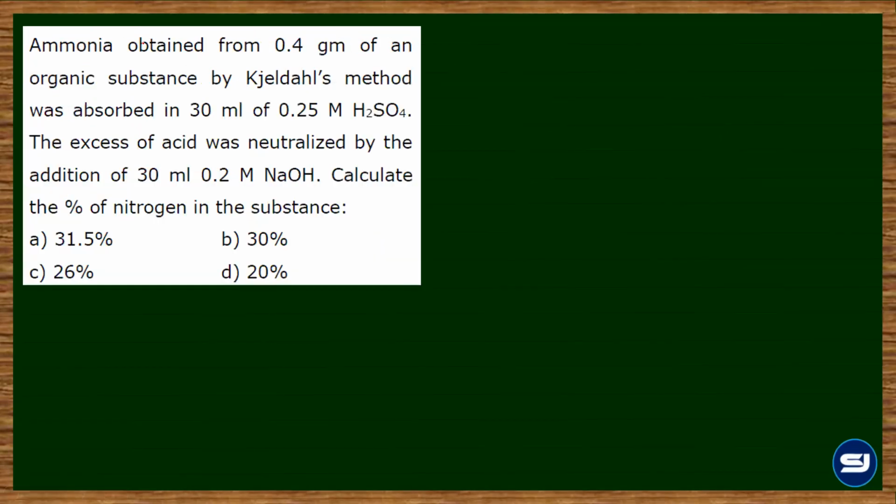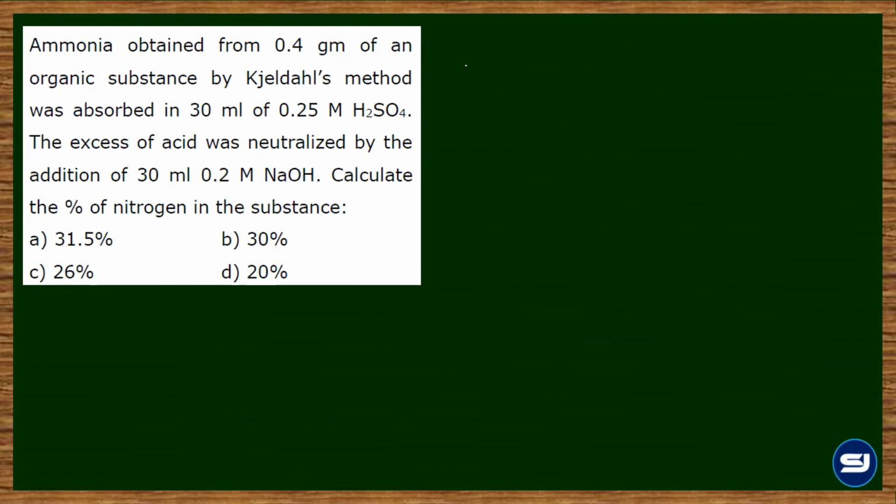Next, ammonia obtained from 0.4 gram of an organic substance by Kjeldahl method was absorbed in 30 ml 0.245 molar H2SO4. Excess of acid was neutralized by the addition of 30 ml 0.2 molar NaOH. Calculate the percent of nitrogen in the substance.